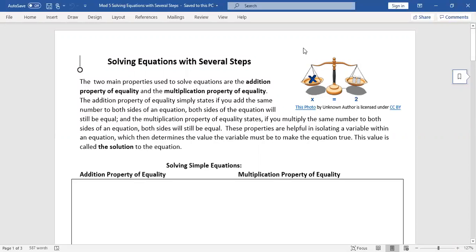These properties are helpful in isolating a variable within an equation, which then determines the value the variable must be to make the equation true. This value is called the solution set, or the solution.